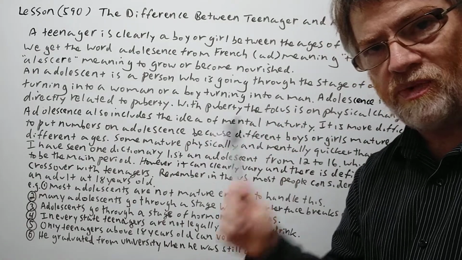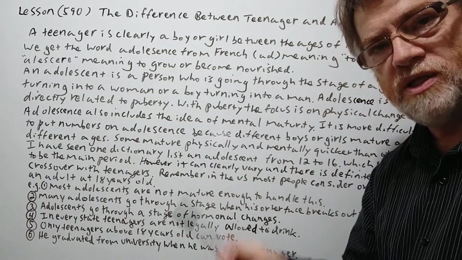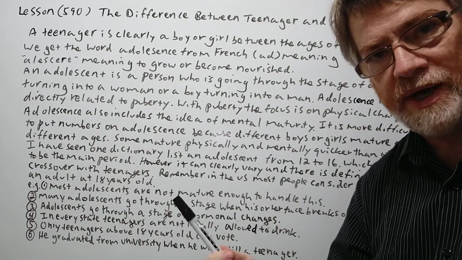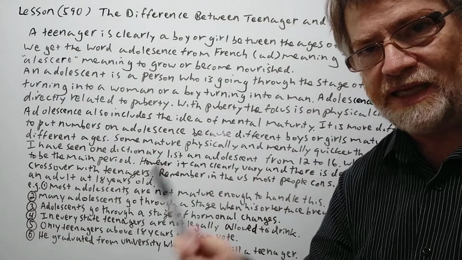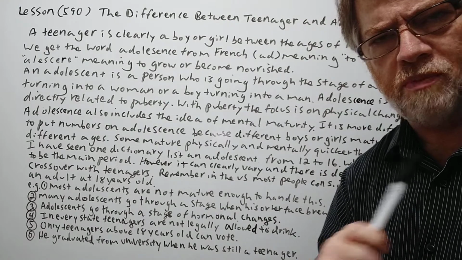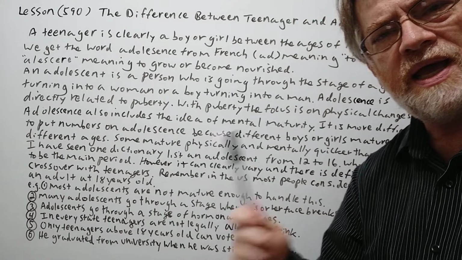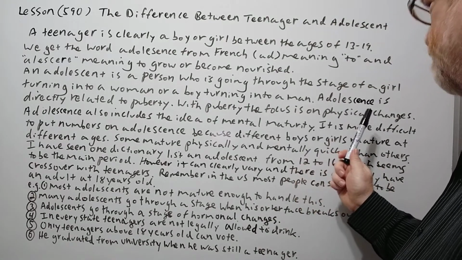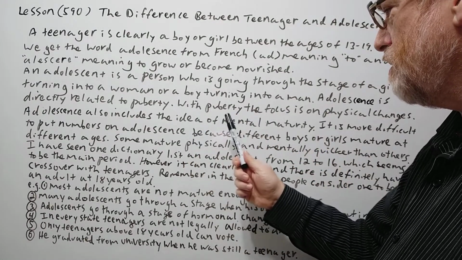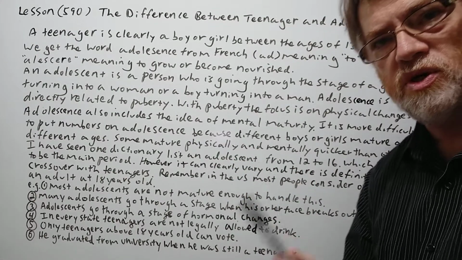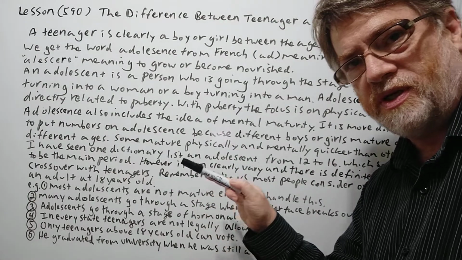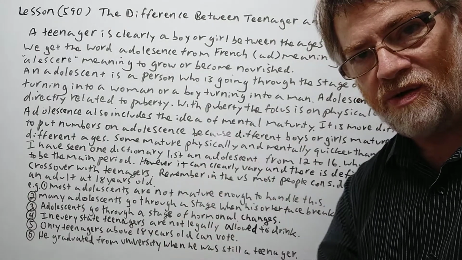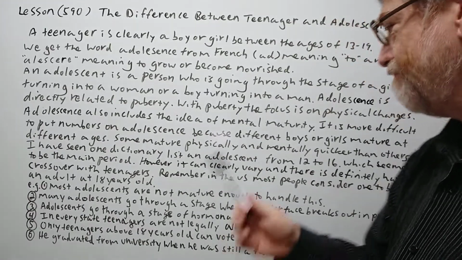Now, with puberty, the focus is on the physical. So this would be a woman maybe getting her first period, her breasts are growing, and she's physically turning into a woman. A boy, his voice is getting deeper. So that's the physical part of it. Okay, now adolescence also includes the idea of mental maturity too. So with puberty the focus is on physical, but adolescence includes the physical and your mental maturity.